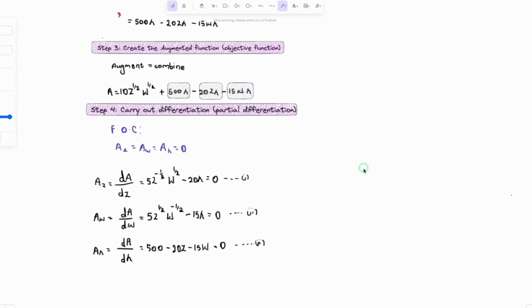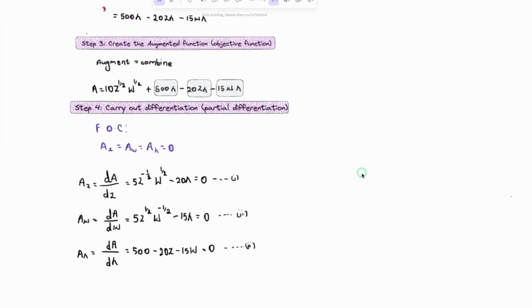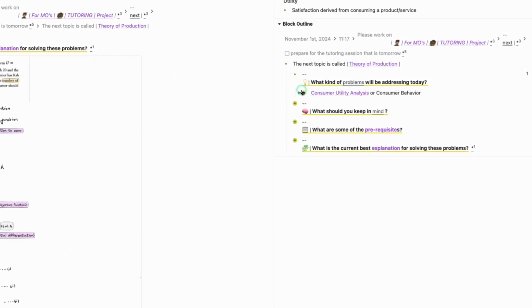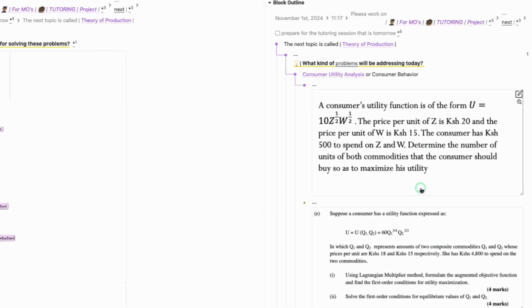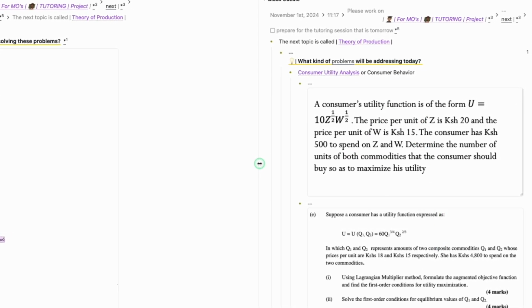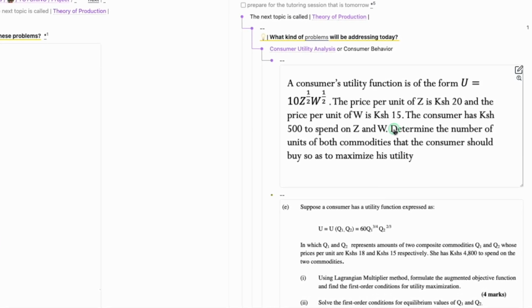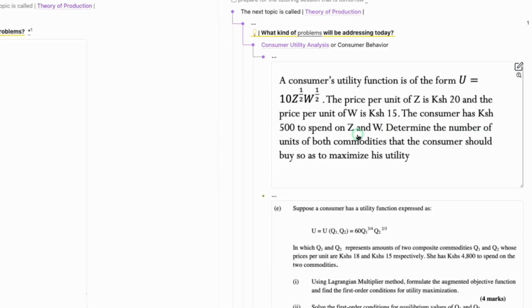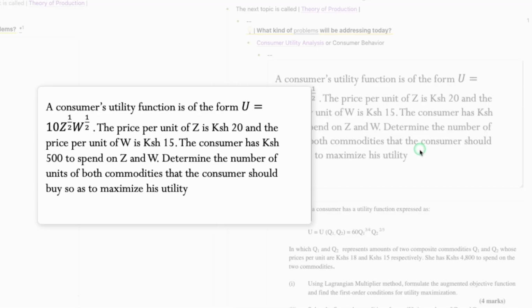Now I'm going to continue solving the question, but before I do that, I wanted us to make a small observation here. I want us to take a look at the problems that I just showed you initially. In this particular case, we're looking at these 2 questions. Now, how you solve them is exactly the same, but how they have been asked is slightly different. The first question that we're solving is straight away asking you to determine the number of units of both commodities that the consumer should buy so as to maximize its utility.